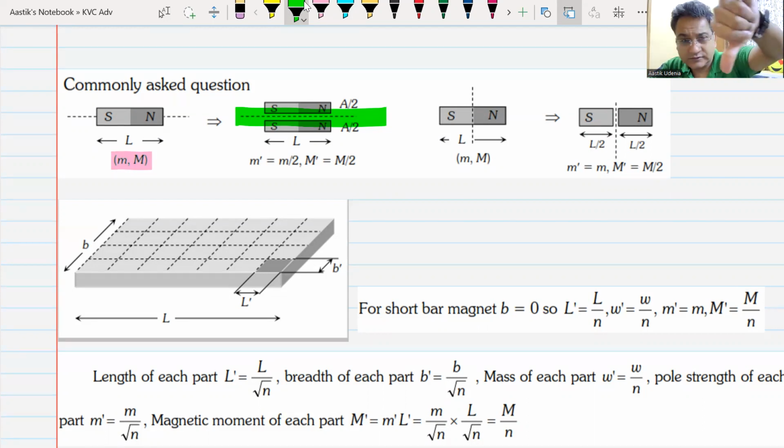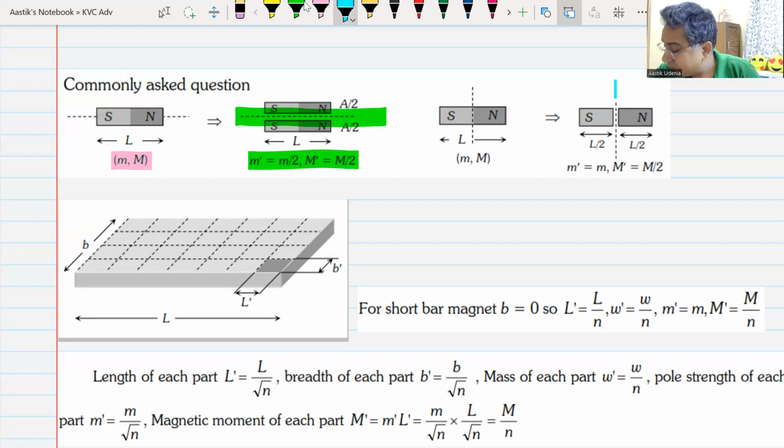Yes or no? Yes, sir. The magnetic pole strength becomes half. The length remains same, so the magnetic dipole moment becomes half. Do we understand what I am saying here? Yes, sir. If I break it up like this, the magnetic pole strength remains same, but since the length becomes half, therefore the magnetic dipole becomes half.